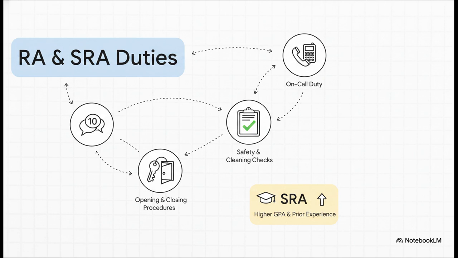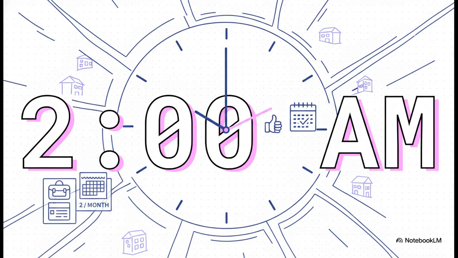They're doing safety and cleaning checks, but they're also proactive community builders, required to log 10 intentional conversations with residents every single month. And keep in mind, the SRA takes all of this a step further, requiring that higher 2.75 GPA and at least one prior semester of RA experience. And to guarantee that community presence and safety, RAs, SRAs, and peer coaches are bound by a strict nightly return curfew. They literally must be back in their assigned complexes by 2 a.m. every single night.